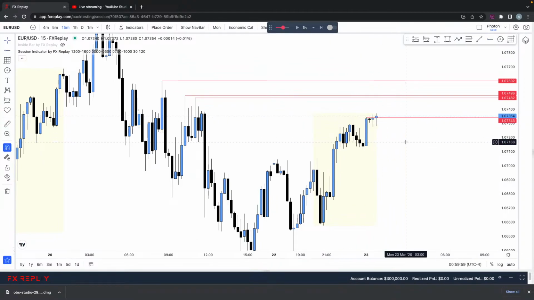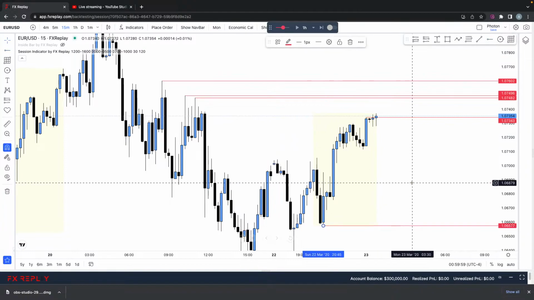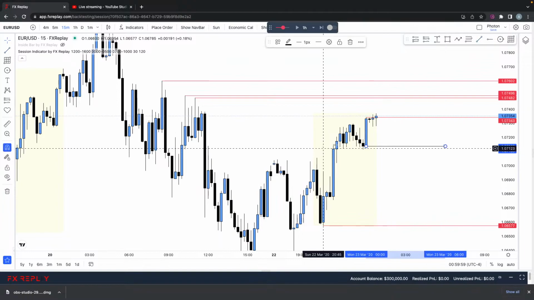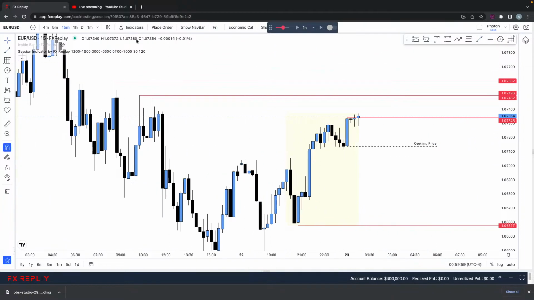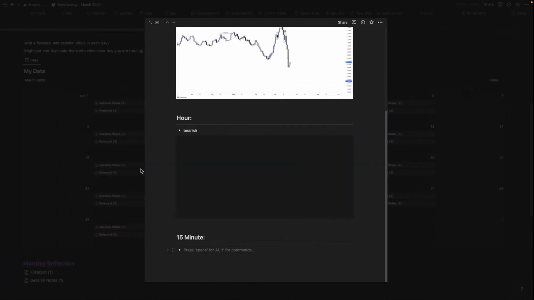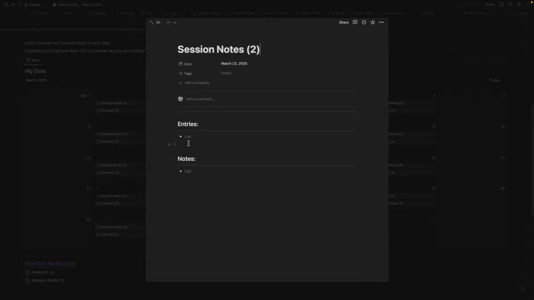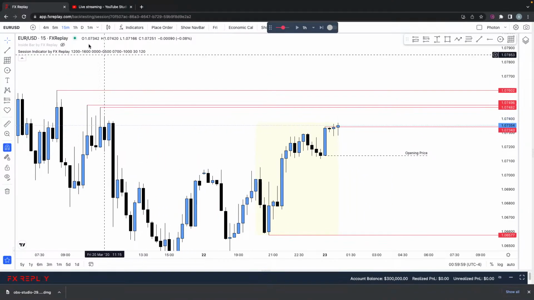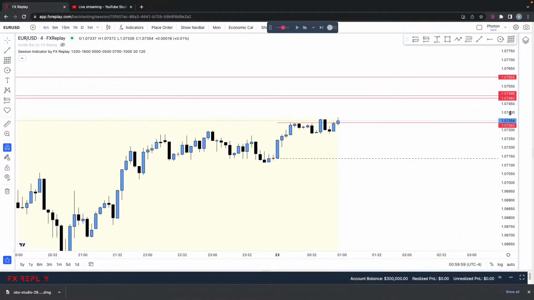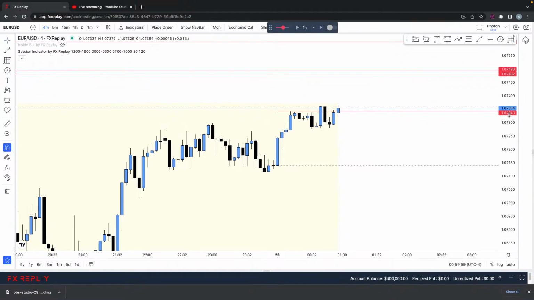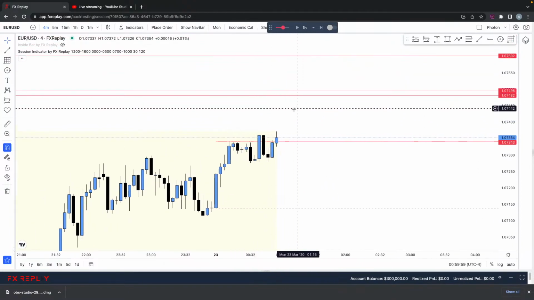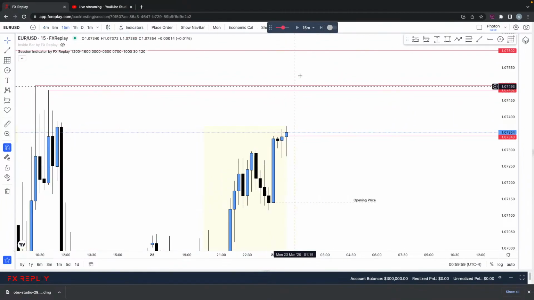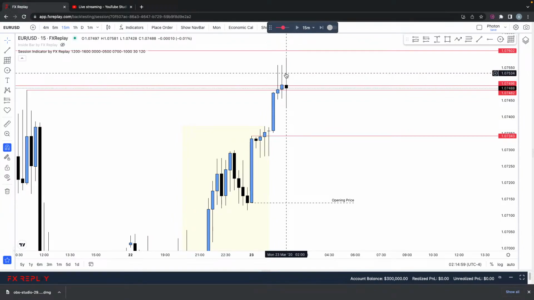12 o'clock was there, so we've already taken out the Asian high, Asian low, and opening price, all the way down there. Boom. Okay, so there's already a potential trade on the 23rd. So, Asian high, liquidity right above there. Let's see what happens at 2 o'clock. What's this? 2:45. Boom. 2 o'clock.